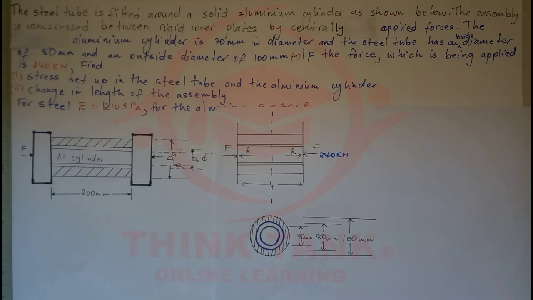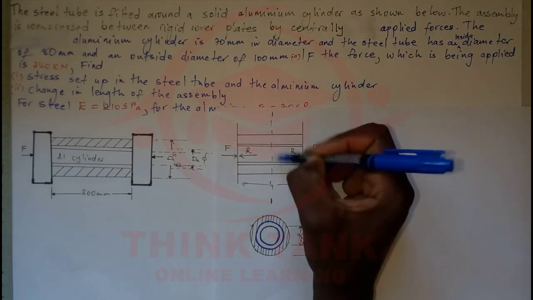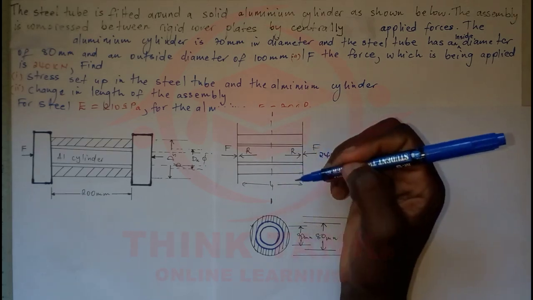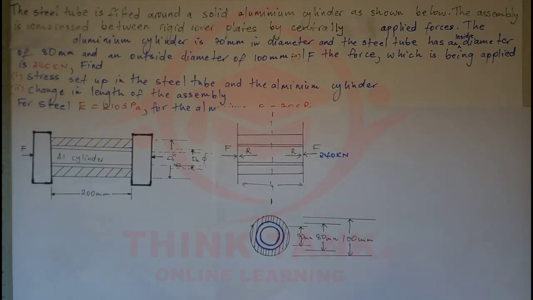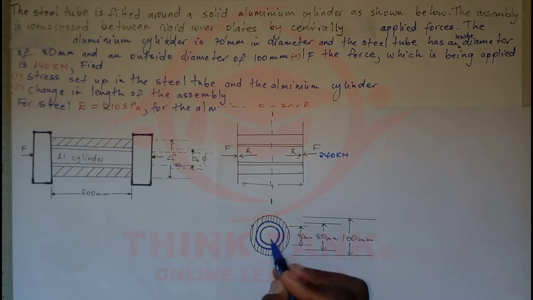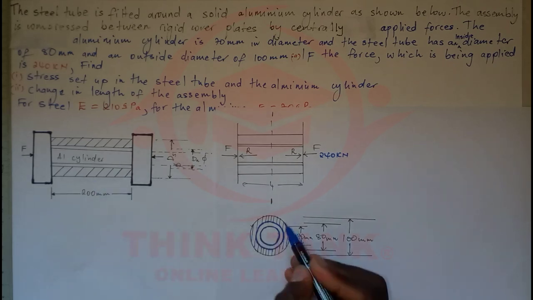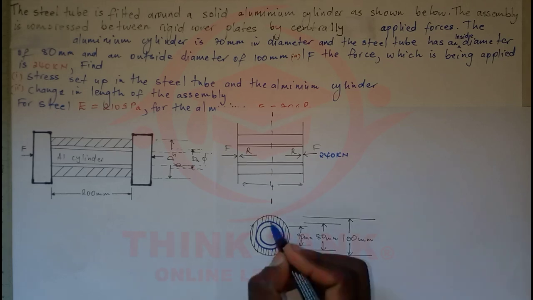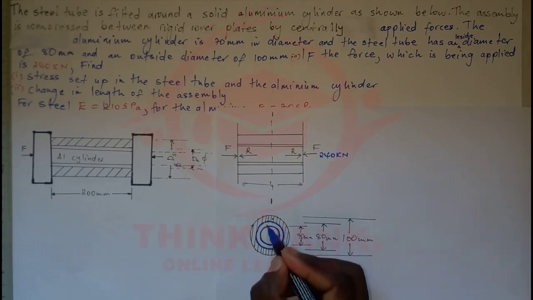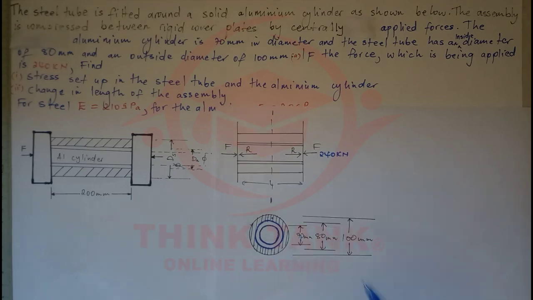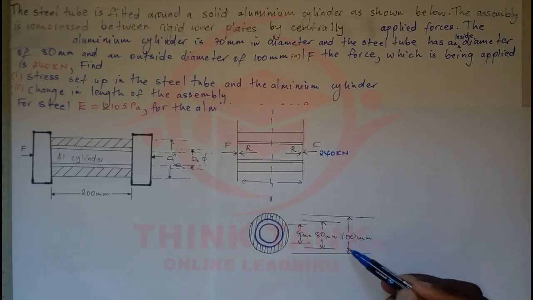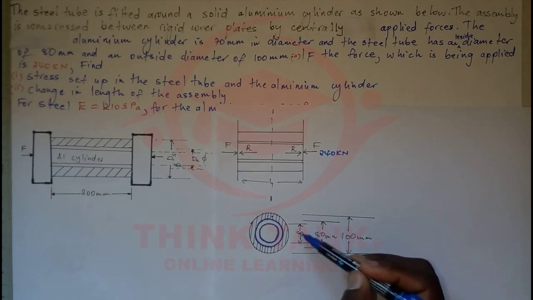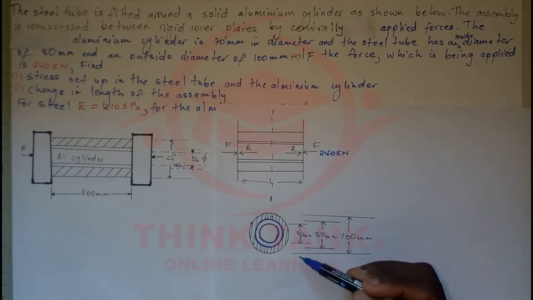Then the other thing I've done is that I want to look at the stress on the cross-section. So we're going to cut this and look at the cross-section, and I've drawn the cross-sectional view of this thing. So we have the bigger circle, and we have three circles. This is the section for the steel, and this is the section for the aluminum, and inside is a tube, but there's nothing. And these are the diameters we've been given: the outside diameter of the steel, the inside diameter of the steel, and also the diameter of the aluminum.